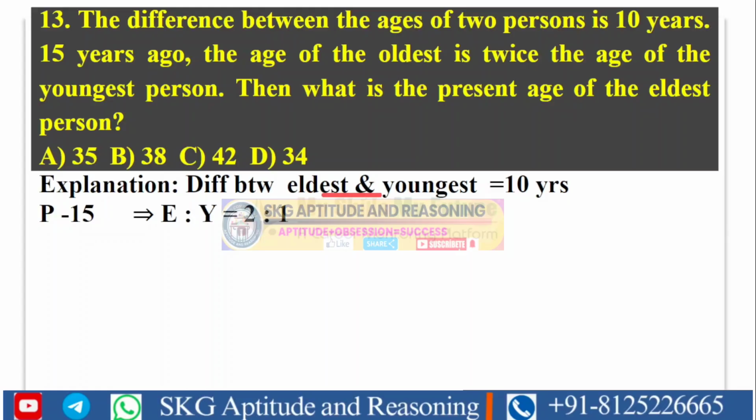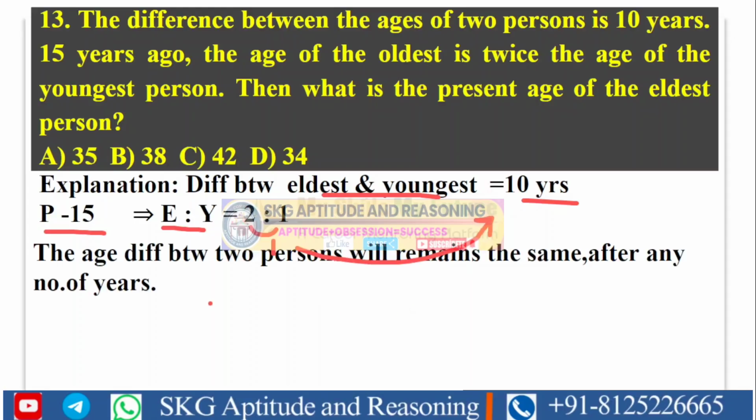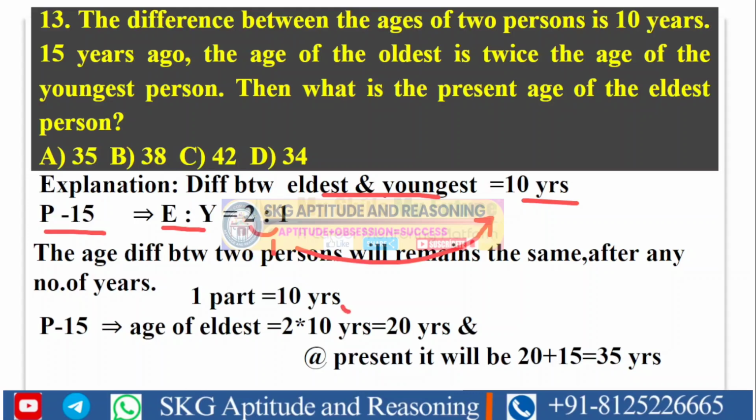So the difference between the eldest and youngest gave us 10 years, and from P minus 15, eldest to youngest gave us 2 is to 1. So here the difference is only one part, and that one part will be equal to 10 years. I already told you the age difference between the two persons will remain the same after any number of years. From P minus 15, the age of the eldest will be two parts. One part is 10 years, so the age of the eldest will be 20 years.